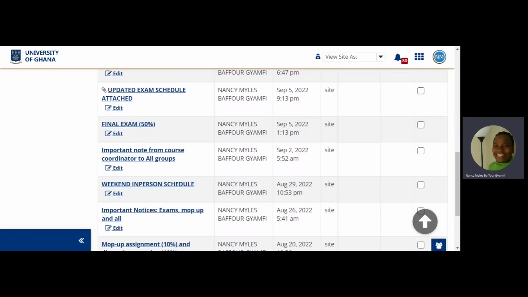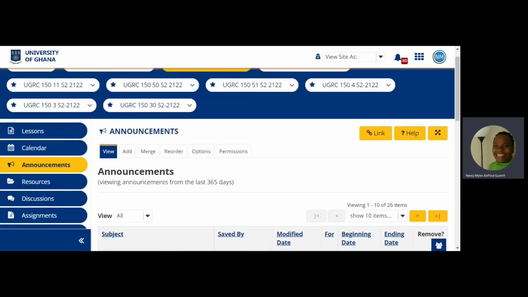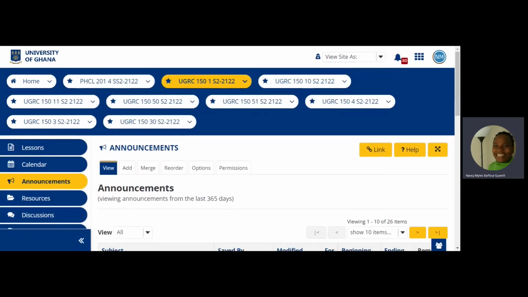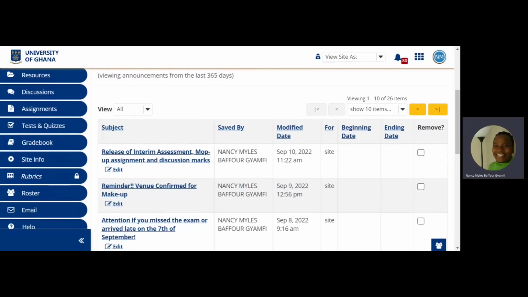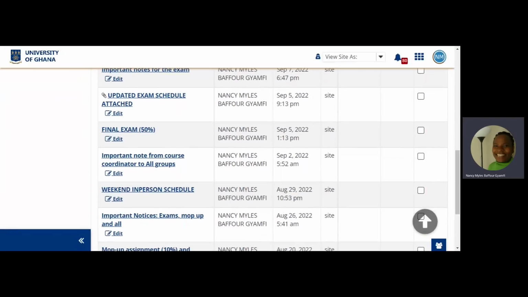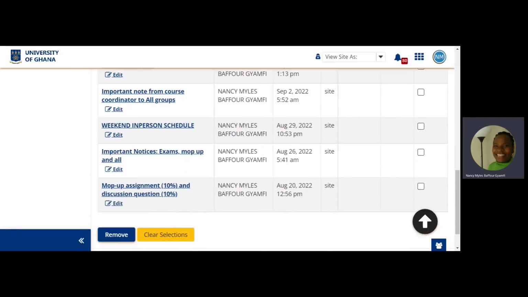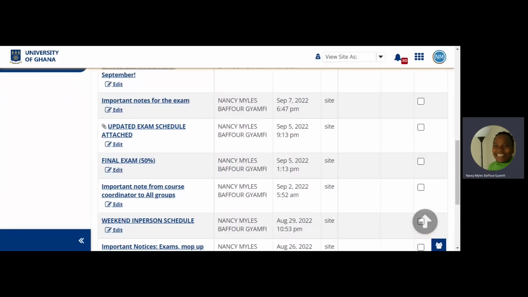Okay, every course you are taking, the announcement tool is always there, whether for the group site or for the main course site. The announcement tool is where you see notices dated. See, all these notices, some of you never saw any notice, so they missed assessments. The mop-up notice clearly told you, look at the name, it is mopping up, gleaning what is left.